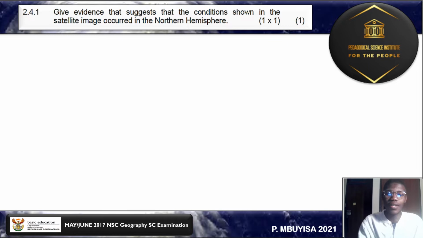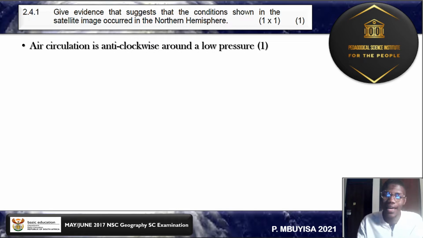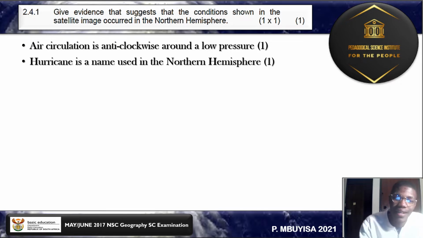Okay, and voila, the first question comes. Give evidence that suggests that conditions shown in the satellite image occurred in the northern hemisphere. As we said, we have an anticyclonic movement of air along the low pressure, and that shows us that it is in the northern hemisphere. And you were told that that is a satellite image of a hurricane, and we know that in the northern hemisphere, as in America to be specific, they call tropical cyclones hurricanes. So that's another piece of evidence.